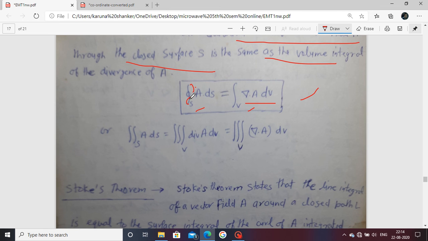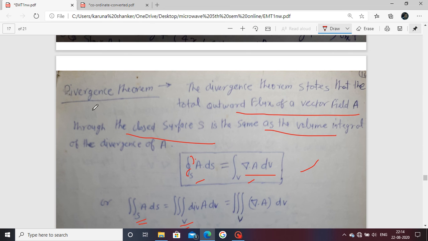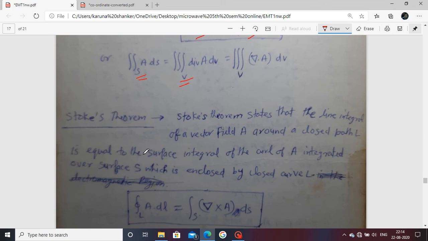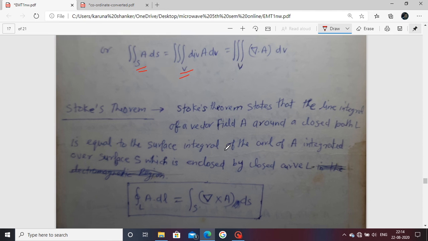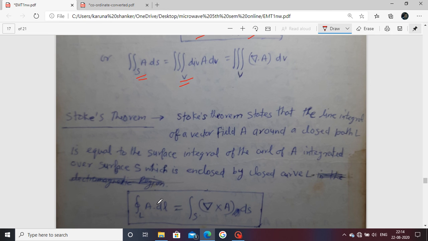You see here the surface integral, this one the volume integral; this relation is used to convert surface to volume. Next, Stokes theorem, line integral to surface integral conversion. It states that the line integral of vector field A around the closed path L is equal to the surface integral of the curl of vector field A over a surface S. This is your Stokes theorem. Okay, today end here.